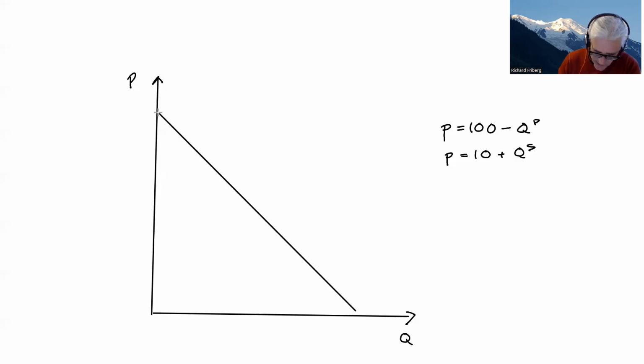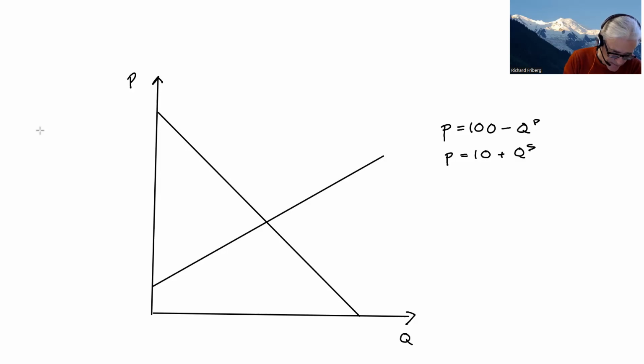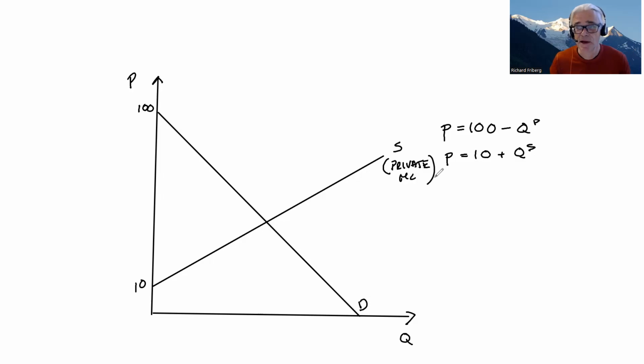So there's demand 100 minus quantity, and here is supply. Okay, so 100 there, 10 here for demand and supply, which comes from the private marginal cost. So these are the marginal costs that firms in this industry have. So they're all price takers. They're determining how much to produce from looking at their marginal cost curve, just as previously in the course.